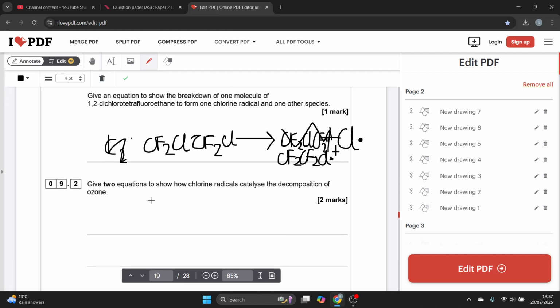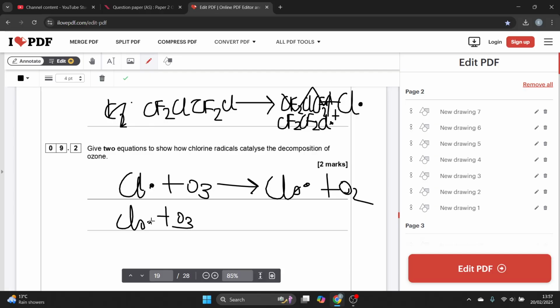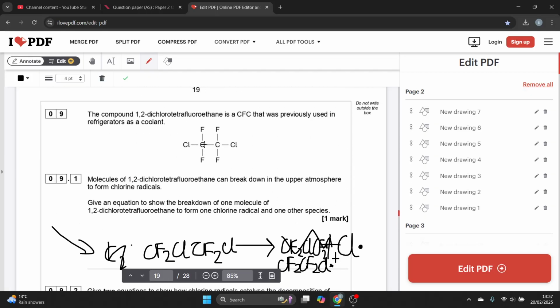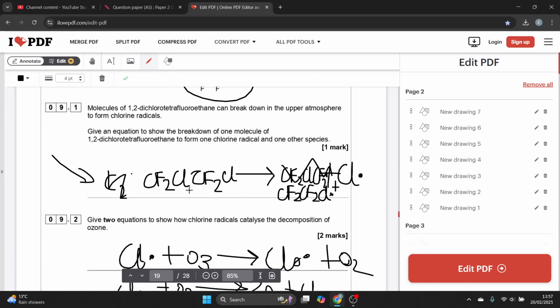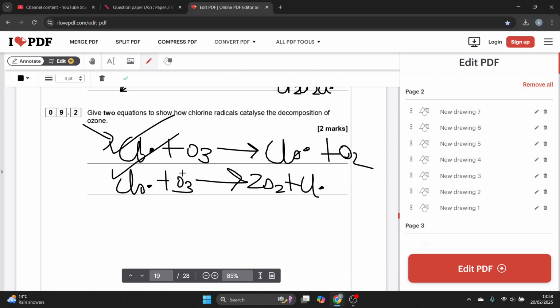Give two equations showing how chlorine radicals catalyze the decomposition of ozone. Cl dot plus O3 gives ClO dot plus O2, and ClO dot plus O3 gives 2O2 plus Cl dot. These two equations you just have to memorize by heart. Whereas the first one gives you the molecule and wants you to show the breakdown: CF2Cl CF2Cl to CF2CF2Cl dot plus Cl dot.